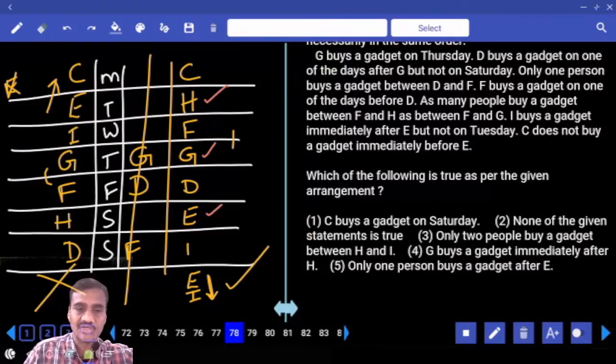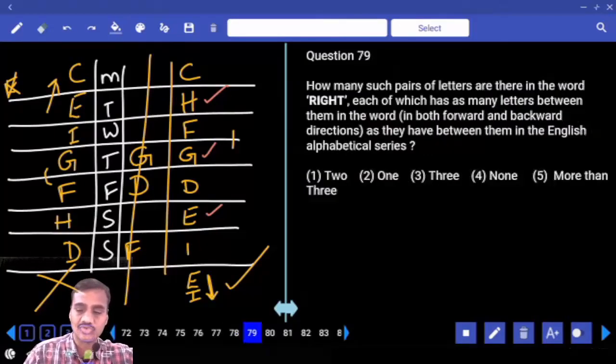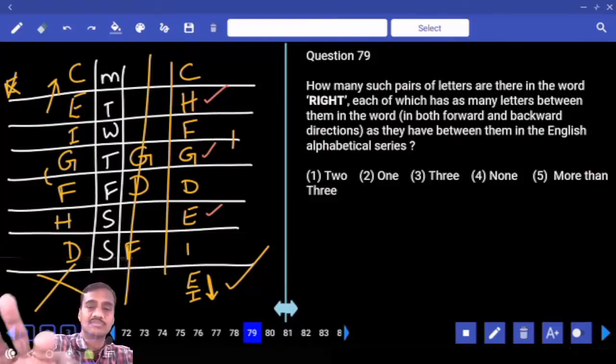Now C is on Saturday, true or false? That is false. Choice 3, only 2 between H and I, is again false. G buys a gadget immediately after H, that's again false. Only one person after E, that is definitely true. Choice 5, 78. Done with this one? Then coming to question number 79.